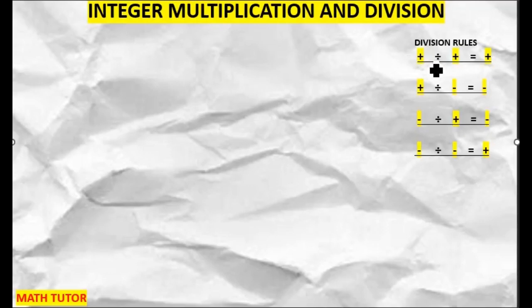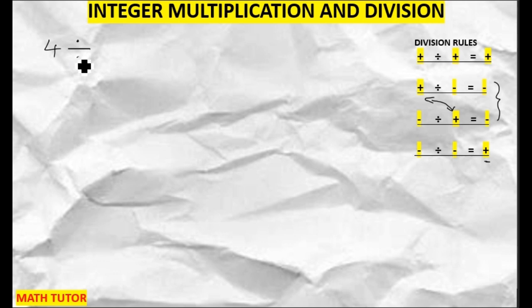So for integer division, these are the rules which we need to understand. Plus divided by plus will result in a positive integer. If either the numerator or the denominator has a positive sign and the other has a negative sign, then the result will have a negative sign. And if you are dividing two negative integers, you will get a positive integer. Let us see with examples.